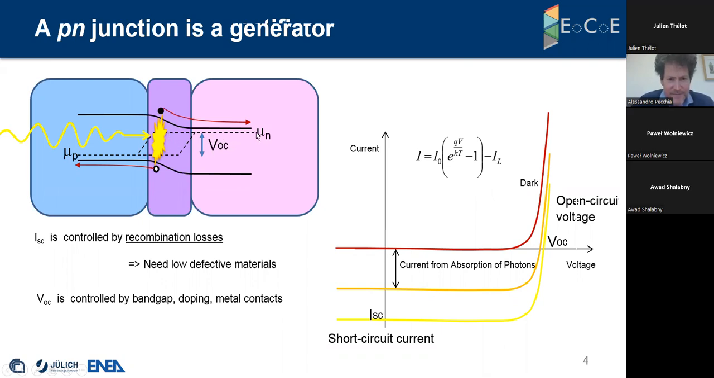So you have an electron quasi Fermi level that we can call mu n, and a hole quasi Fermi level that we can call mu p, and they split in the junction, like in this kind of diagram. This corresponds to a VOC voltage basically across the device. In these devices, what you see basically is that the PN junction behaves as a generator.